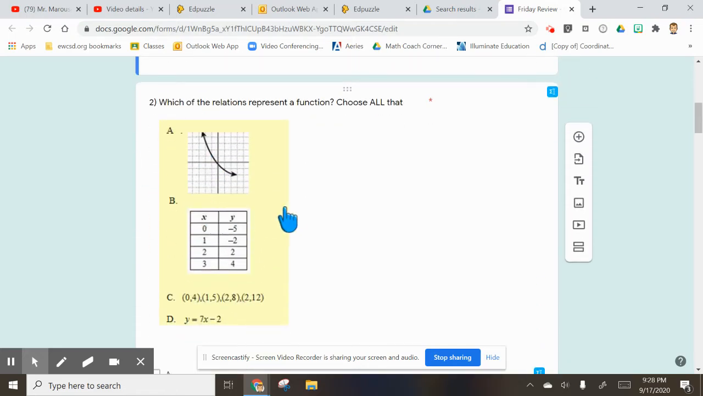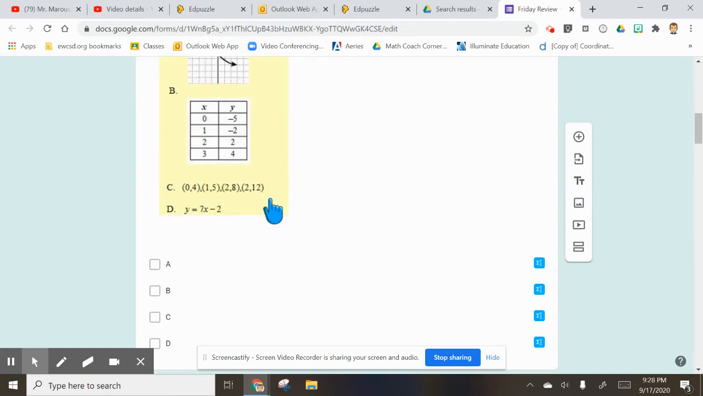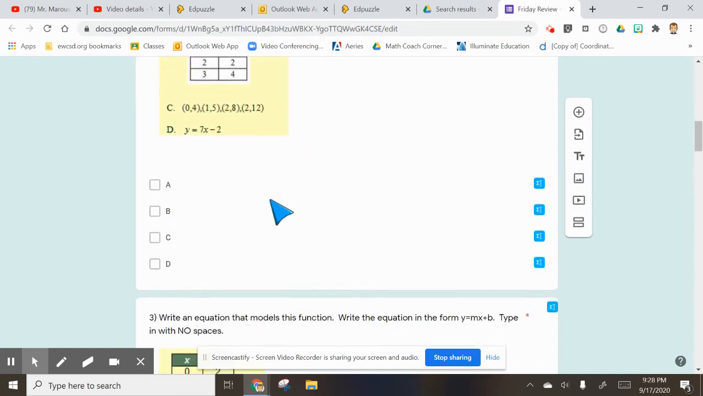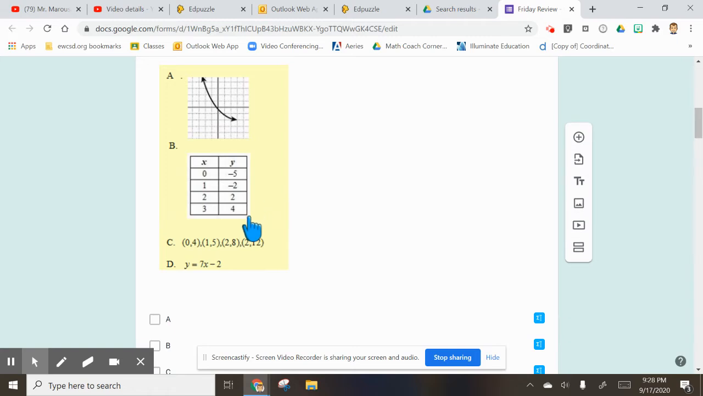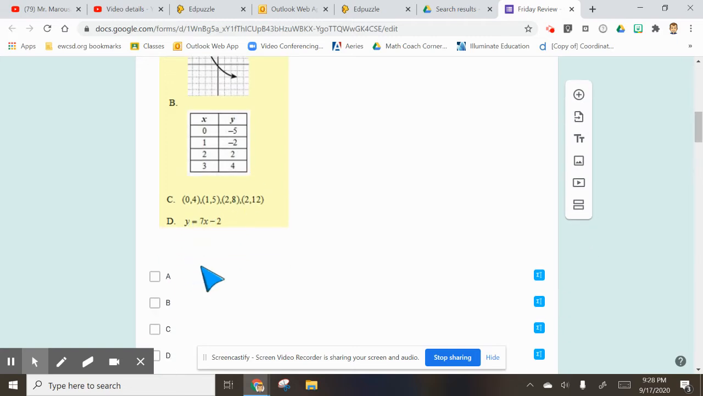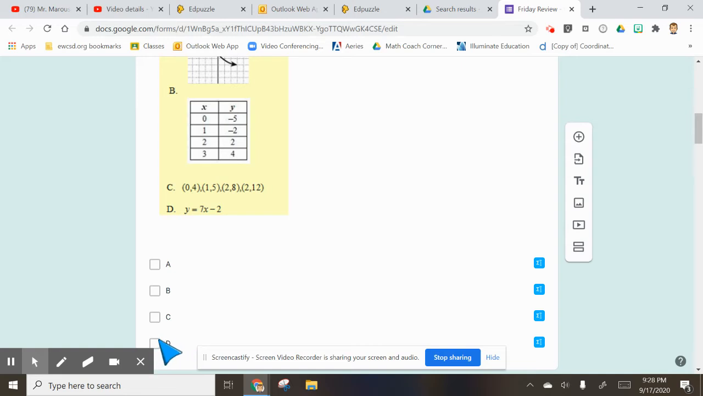All right, we covered this on Thursday. Let's be clear that it says which of the relations, and we didn't really talk about relations, but we do know what functions are. Which of the relations represents a function? Which one is a function? So you're supposed to select the answers that are a function. Let me give you a clue. D is a function. Yes. So I would select D for an answer.